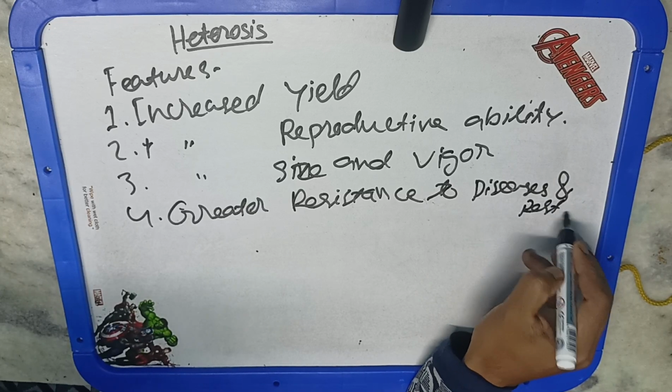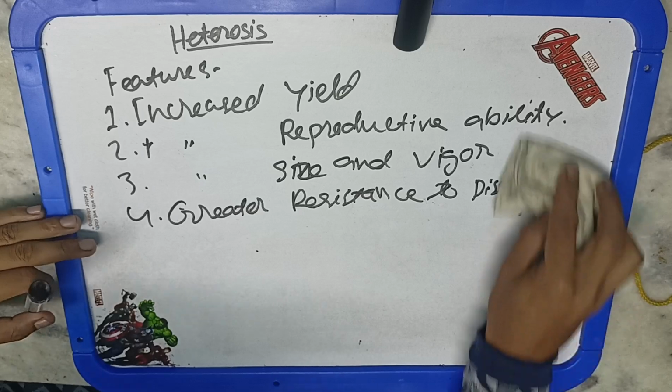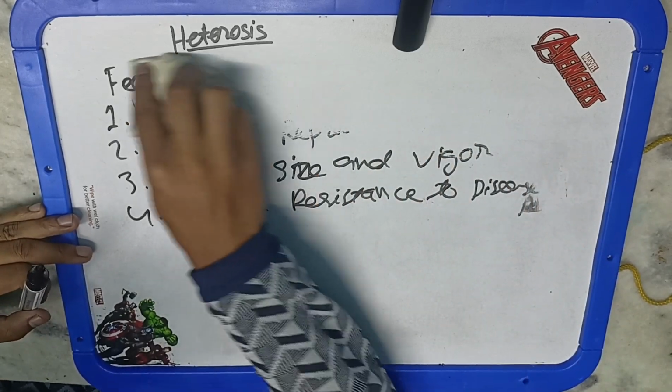Now there are some factors which ultimately affect heterosis. One of the foremost factors is the mode of pollination.